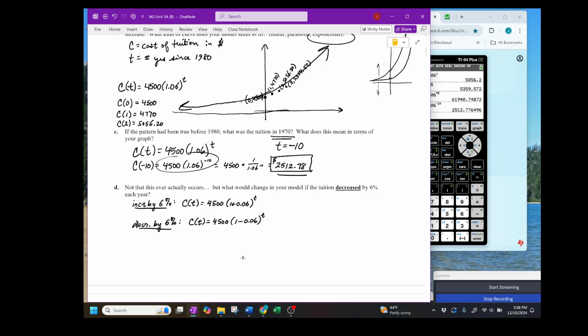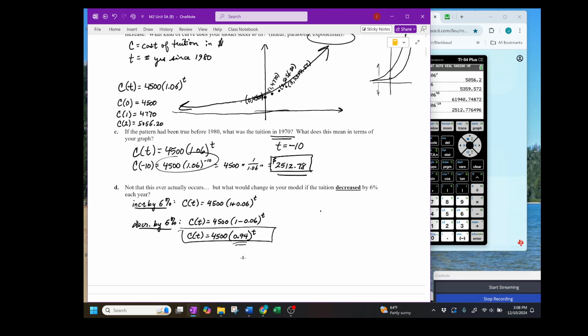So you could think of this instead. I tend to just go straight to this line: 4,500 times 94%, which is 0.94 to the t. So this would be the model for a decrease. In this case, it's exponential decay, right? Because if you take 94% of something and then 94% of that and then 94% of that, it decreases over time. Oh, by the way, a graph of that would look like this, just going downwards instead of upwards.